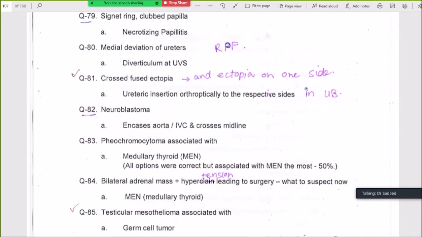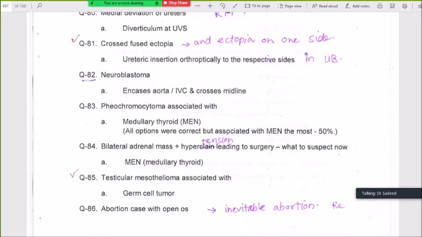81. Crossed fused ectopia and ectopia on one side is seen. What does it show? It is ureteric insertion orthotopically to the respective side in UPJ. 82. Neuroblastoma encases aorta and inferior vena cava and crosses the midline.